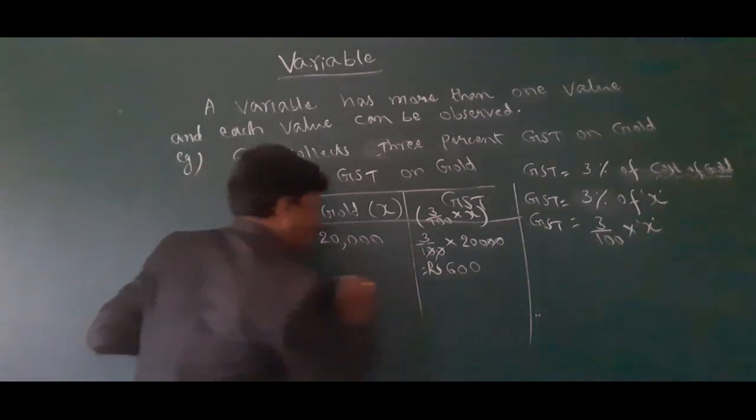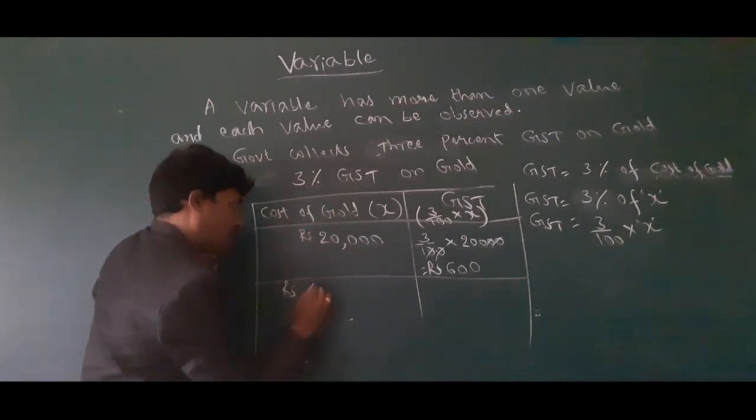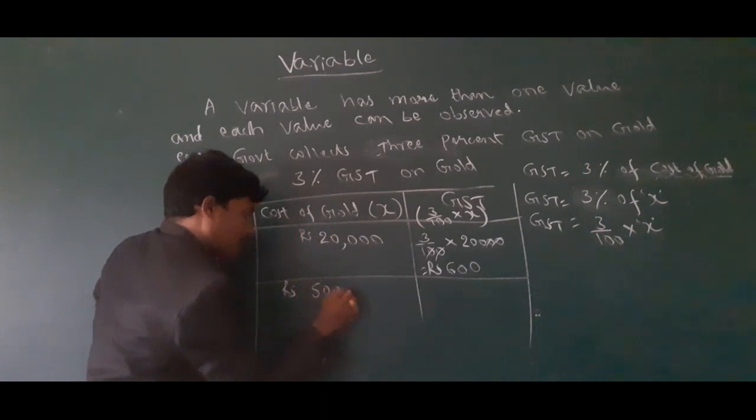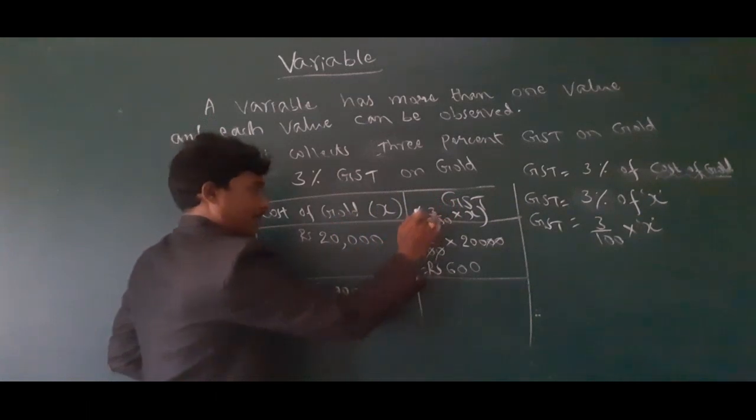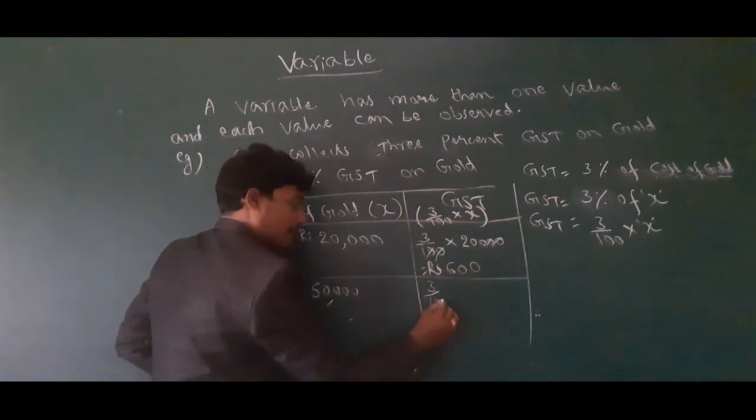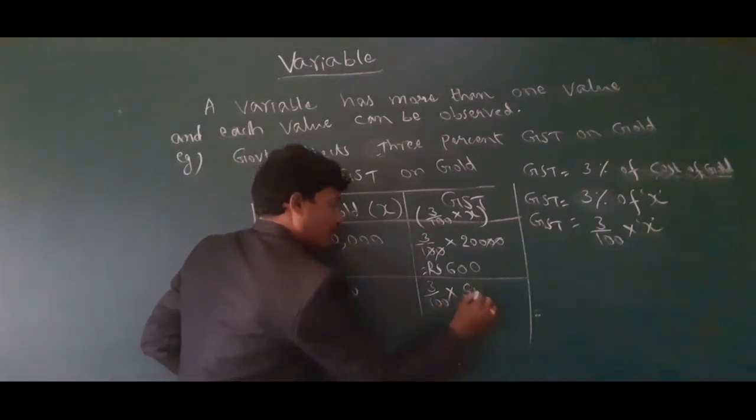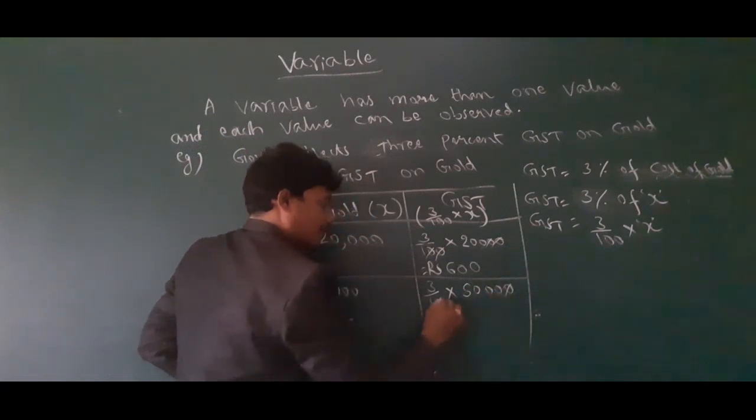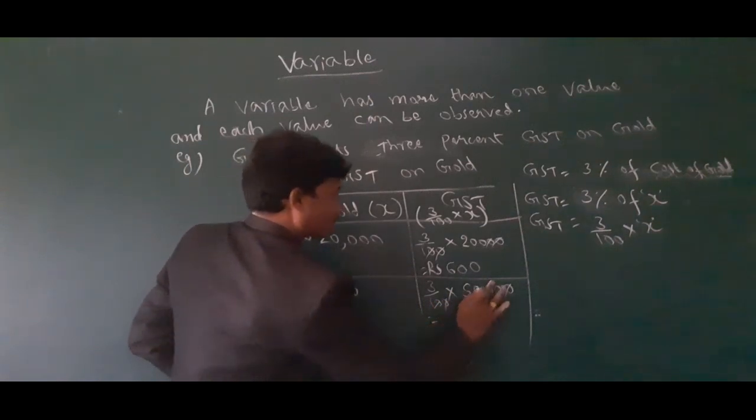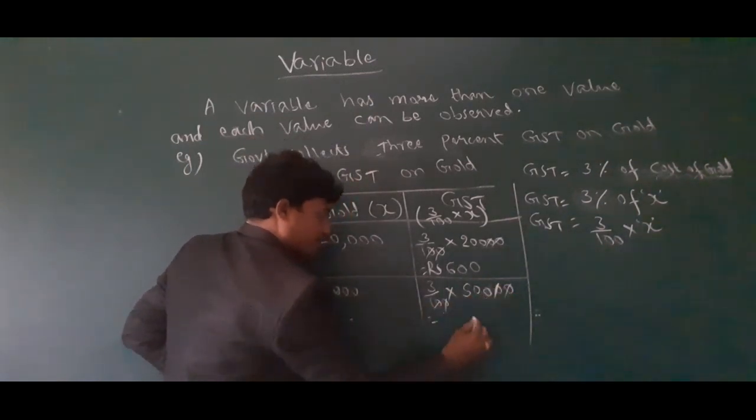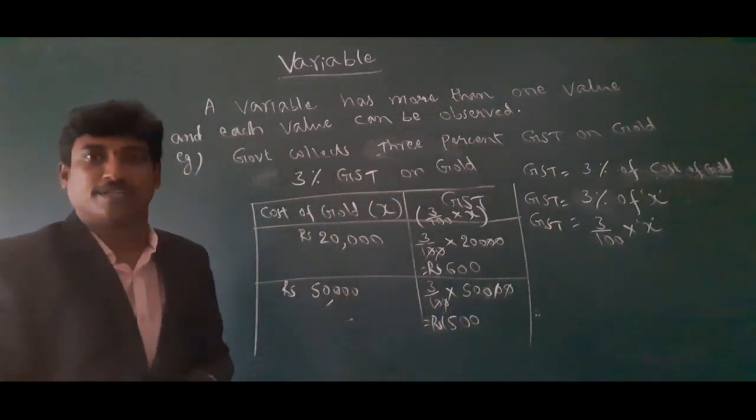Next, if I buy gold of 50,000, then the GST is 3% of x, that means 3 by 100 of x. The x value here is 50,000. Cancel the zeros. 3 fives are 15. 1,500 rupees. I need to pay 1,500 rupees GST.